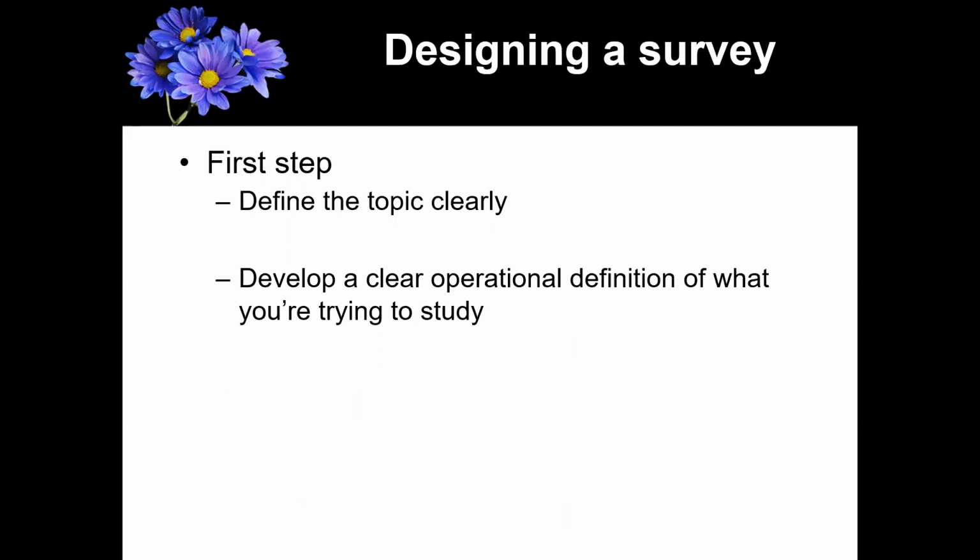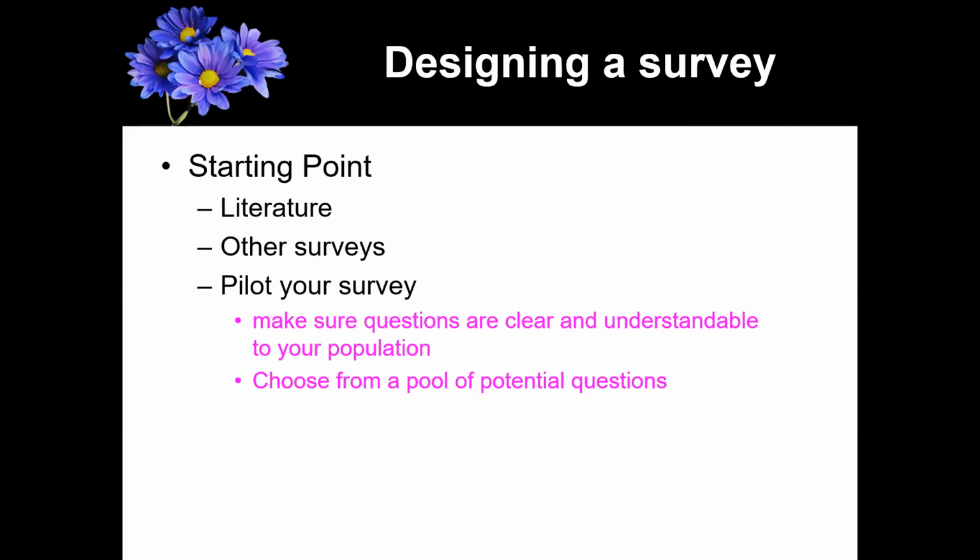So, I mean, this goes for all research methods, but you of course want to define your topic clearly. You want to develop a clear operational definition of what you're trying to study. Remember, an operational definition is how you're going to measure something. So if I'm measuring anxiety, anxiety would be a construct that I'm interested in studying. How I'm going to measure it is the operational definition. Okay.